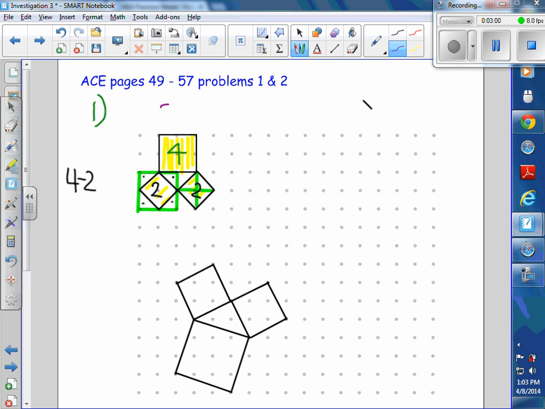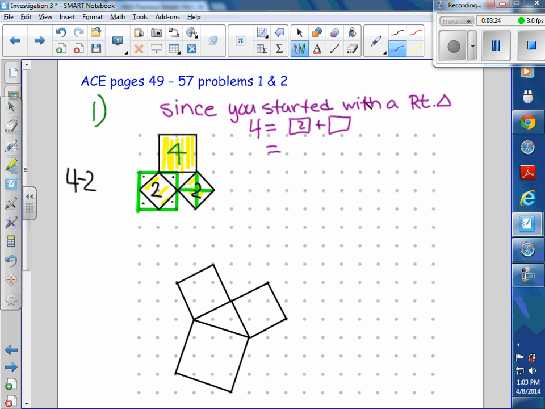So what you're saying is, since you knew the triangle was right, you could say 4 equals the 2 squares together, and you knew the 2 squares were the same, so they each had to be 2. Yeah, that's fine. Okay. So there's so many ways to do the problem.